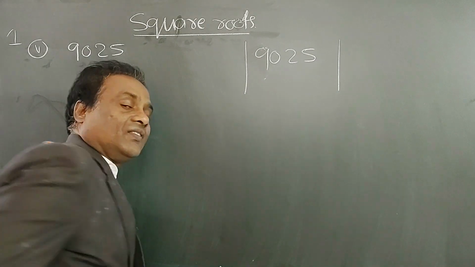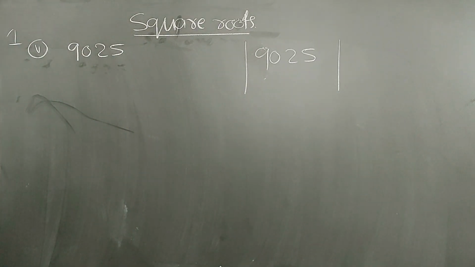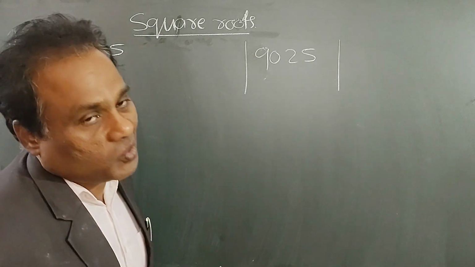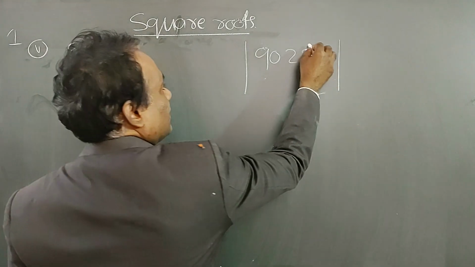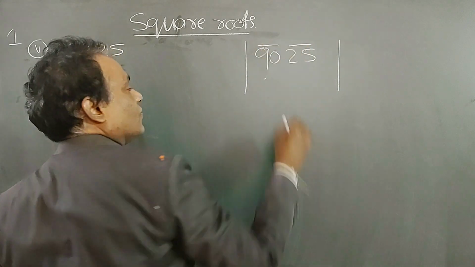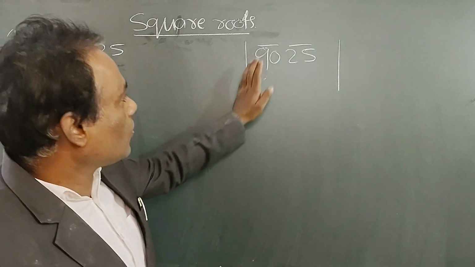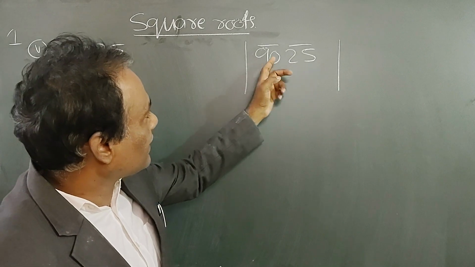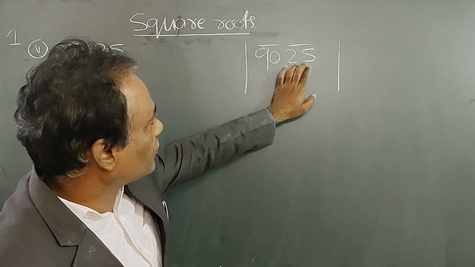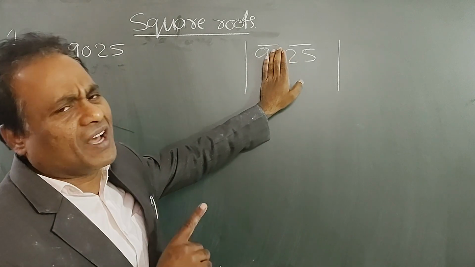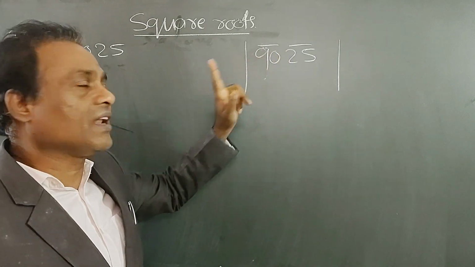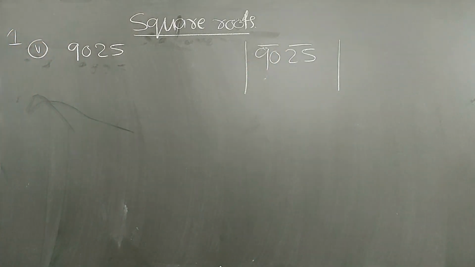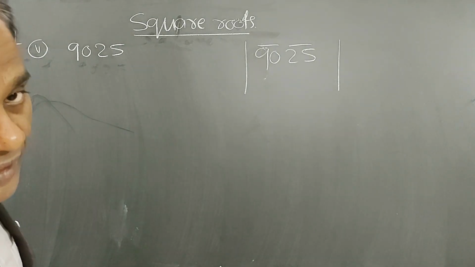See here, this is called the division method. I explained it. The first step is to pair the numbers from the right side, two numbers as a pair. This is one pair, and this is one pair. If there are only 3 digits, like 925, this is one pair and the 9 will be alone. If there is no other number, we take that 1 digit only.